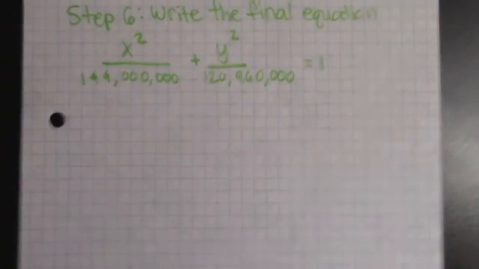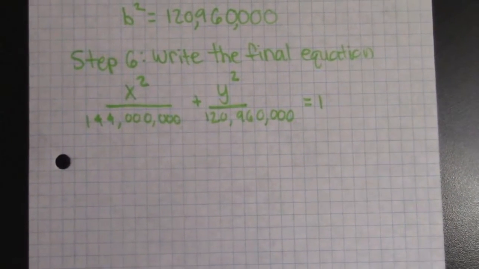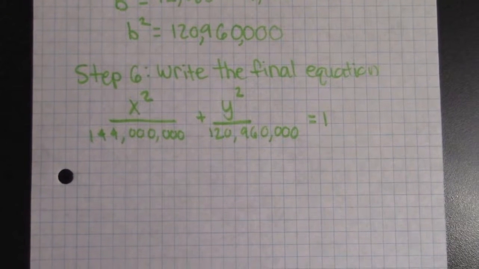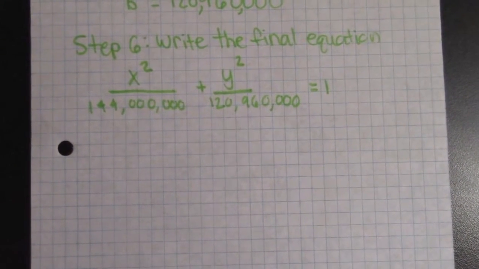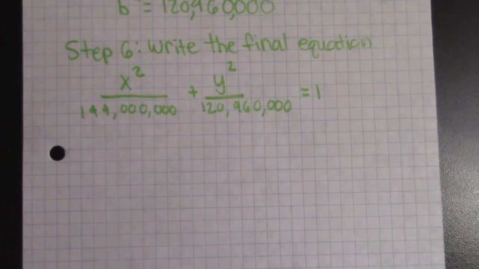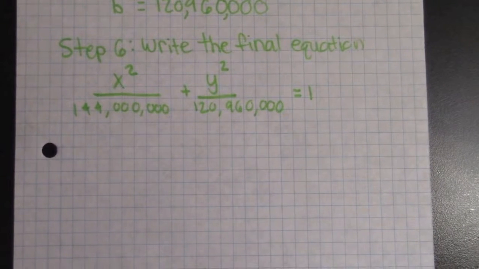Alright, moving on to write the final equation. So again, we know it's centered at the origin, so it'll just be x squared and y squared. And then from there, we plug in a and b, and that is our final equation. X squared over 144 million plus y squared over 120,960,000 is equal to 1.